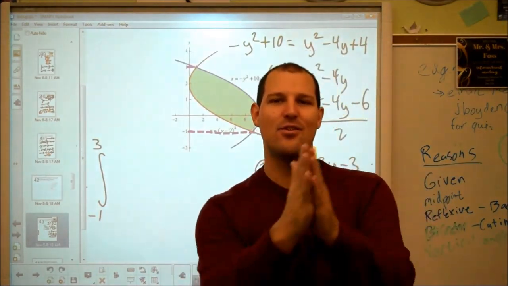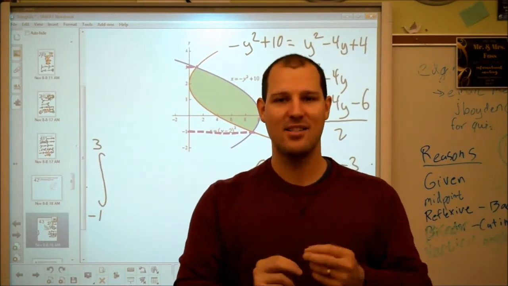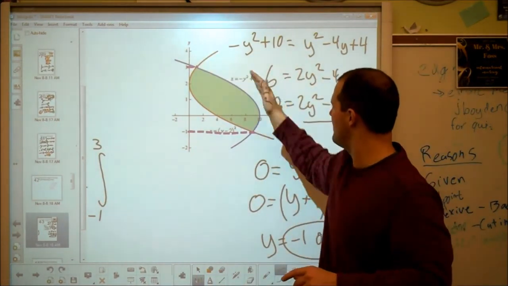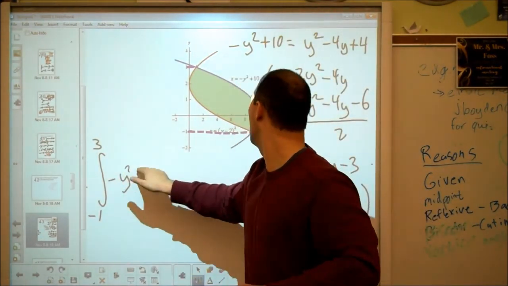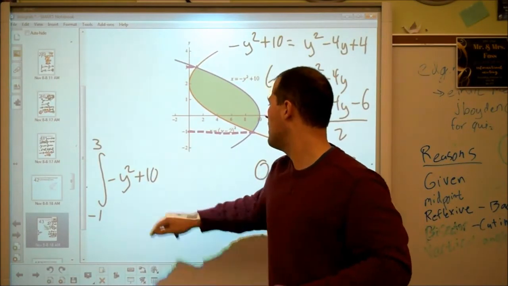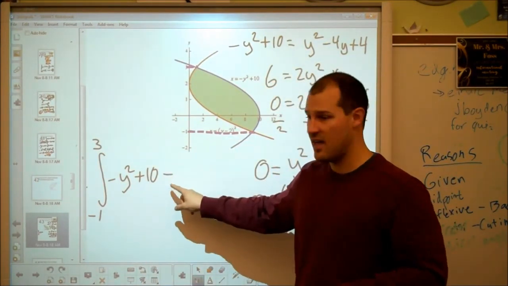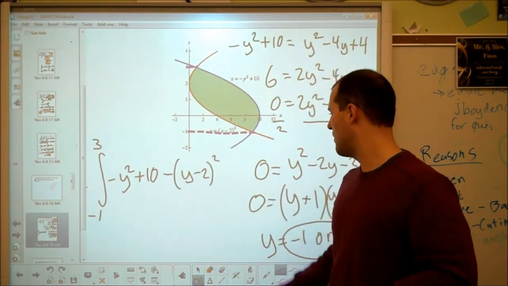So the function that is to the right is the function that's going to go first, or the function that has greater x values. And so taking a look with that in mind, the function that is further to the right is that blue function. That's the one that is negative y squared plus 10. That means our lesser function is this red function. We're going to subtract that off, and that was y minus 2 quantity squared.